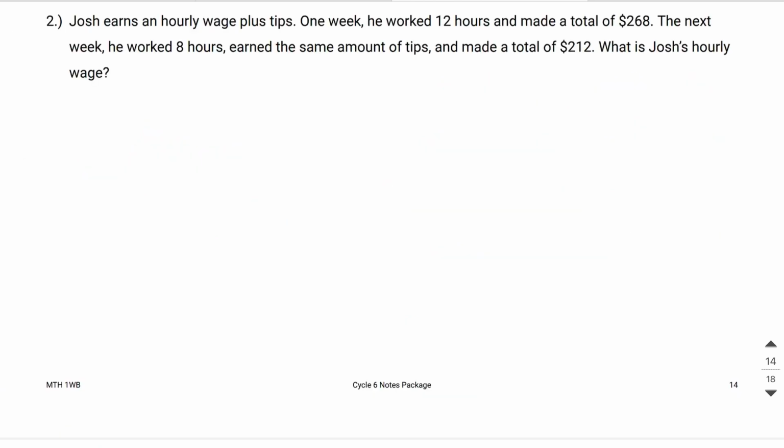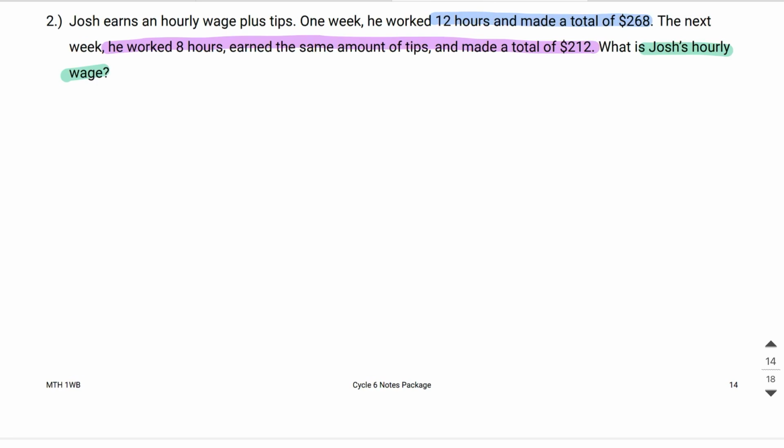All right, let's go through and do the same thing with this question here. So it says Josh earns an hourly wage plus tips. One week, he worked 12 hours and made a total of $268. The next week, he worked 8 hours and earned the same amount of tips and made a total of $212. What is Josh's hourly wage? So we want to find out Josh's hourly wage. So now, drawing a picture would be helpful.